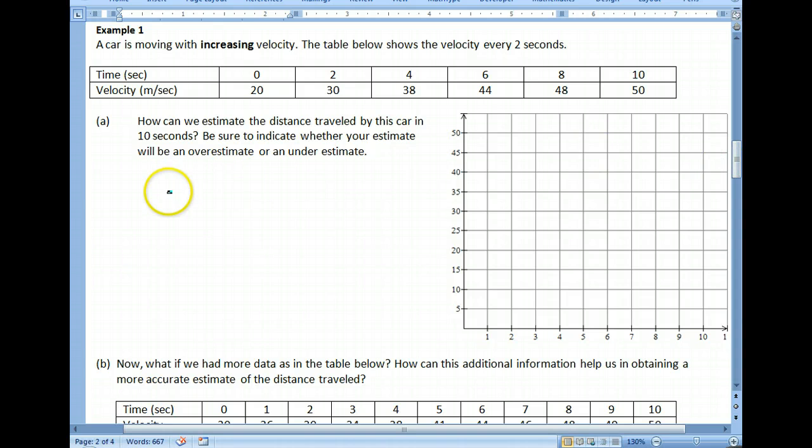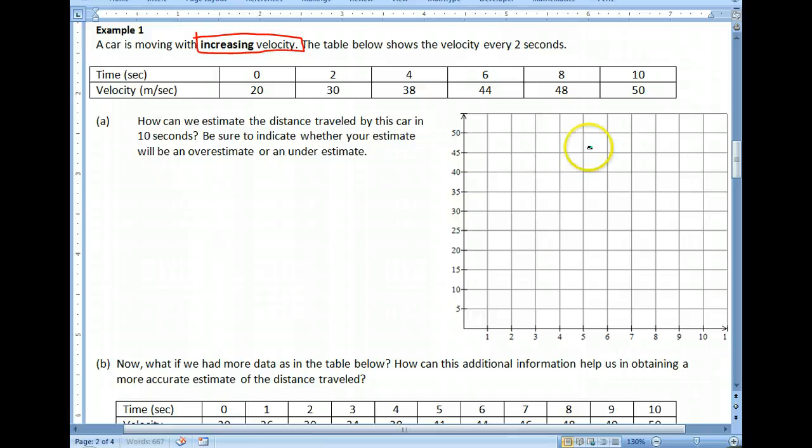Okay, so let's try part 8. Let's try this problem. A car is moving with increasing velocity. I think it's the next page. So let's plot these few points that we have. 0, 20. So plot the rest of those points.